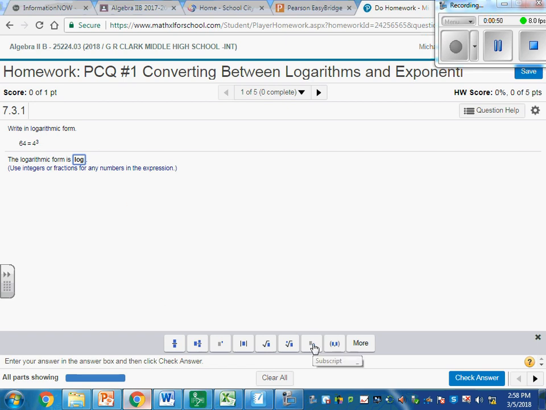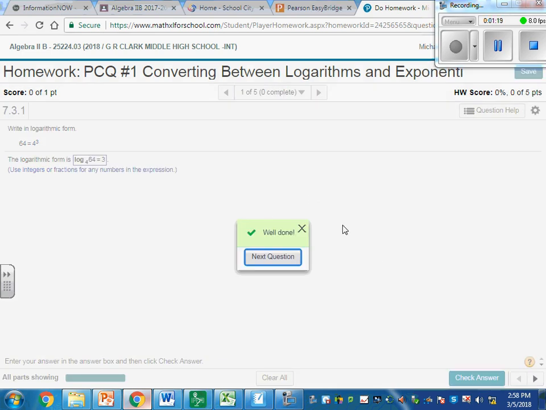So to do the base, we're going to hit this little subscript button, and we're going to type in 4. I'm going to push out from the 4, and now I'm going to type in what I'm taking the log of. I would be taking the log of 64, and that should give us the exponent, which is 3. Now, this is a trial run. I haven't actually practiced this on MathXL, so let's see if it likes the way I entered it. Okay, well done. Yay me!